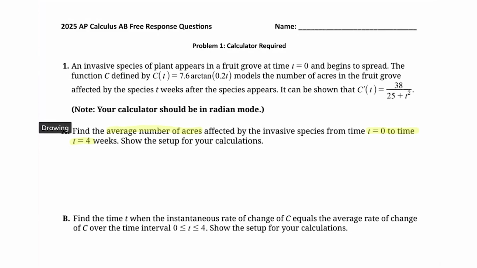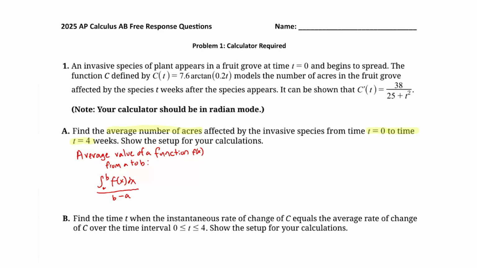So to find the average value of a function, maybe I'll just write that out. And I'm going to write this out sort of generically. So the average value of a function, we'll call it f of x, from a to b, can be computed by finding the integral from a to b of f of x dx divided by the length of the interval, which would be b minus a. So that is how you calculate the average value in general.